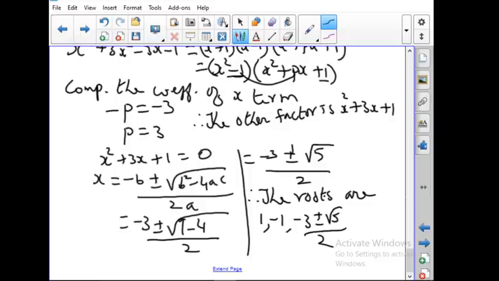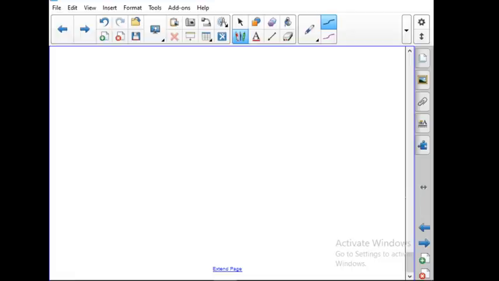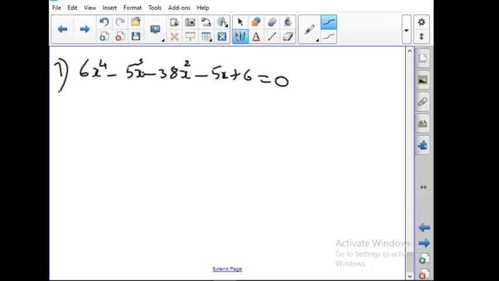So the second subdivision is over. Now we'll go to the next question. That is question number 7. Seventh question also the same way we can do it. So solve the equation 6x power 4 minus 5x cube minus 38x square minus 5x plus 6 is equal to 0. If it is known that 1 by 3 is a solution, we have to find the other roots.